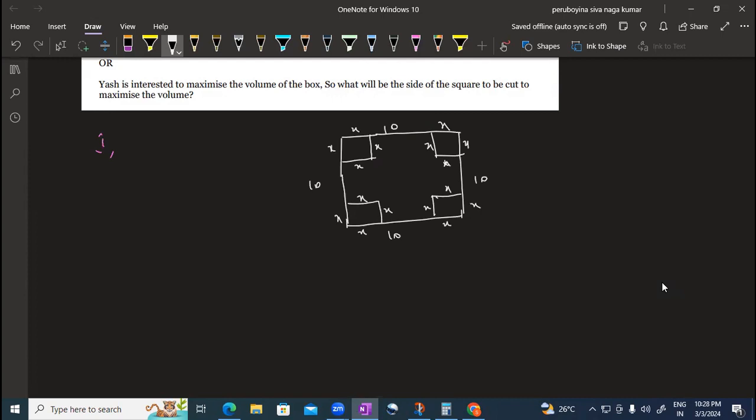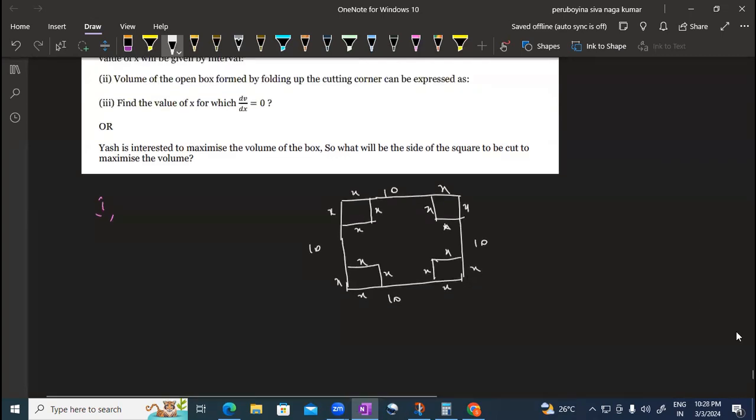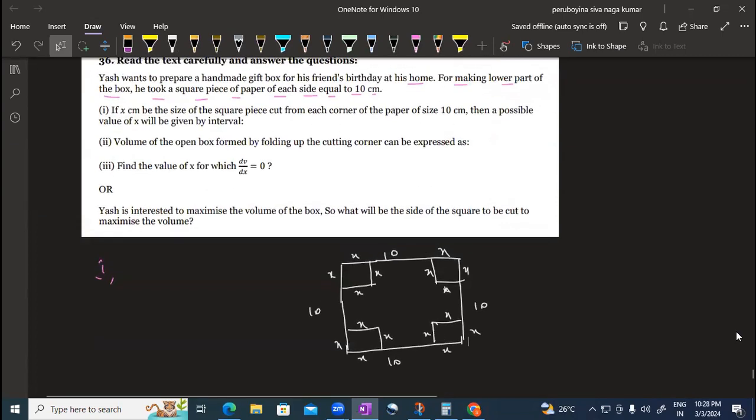So in this way, the work was completed. So the question is, if x is the size of the square cut from each corner of the paper of size 10 centimeters, then the possible value of x will be from 0 to 10 only. You cannot make it 10. If the cutting part is 10, then you cannot form any box. If it was 0, then also you cannot make any box.